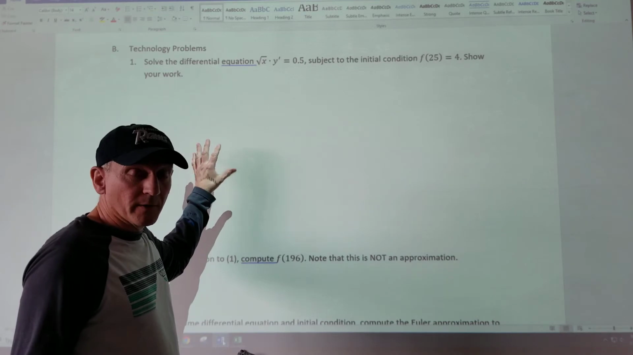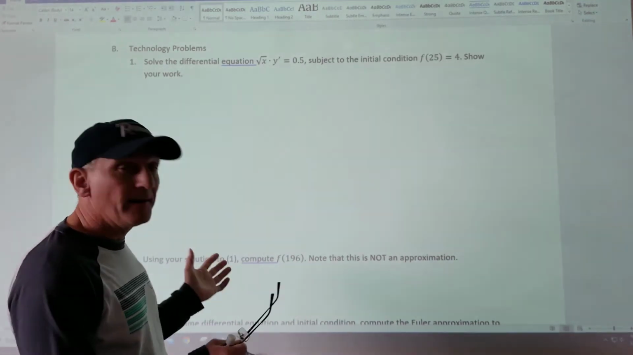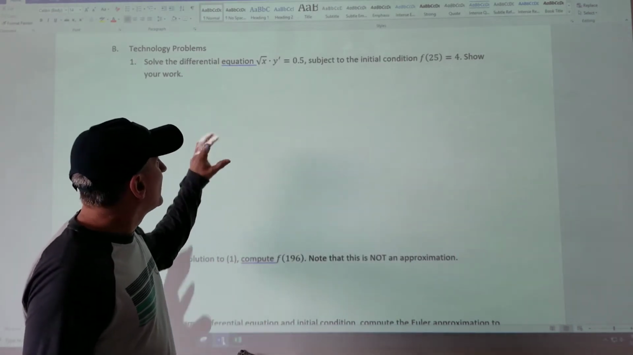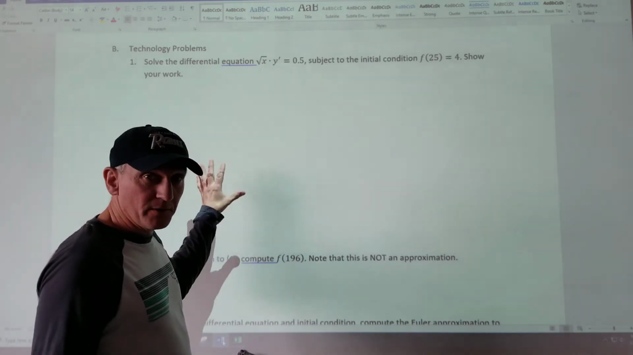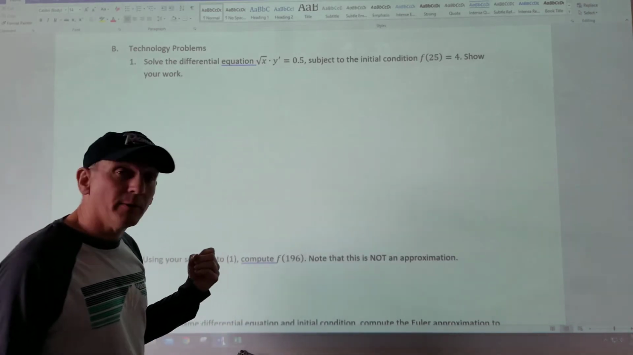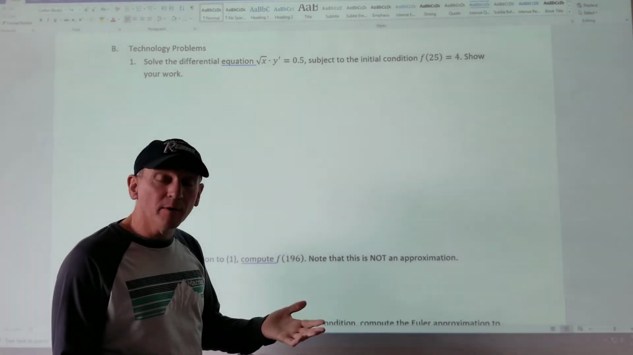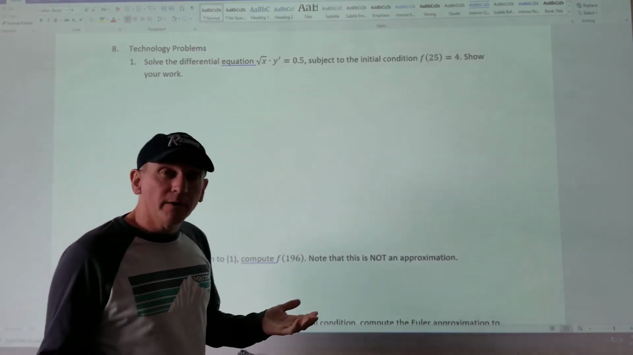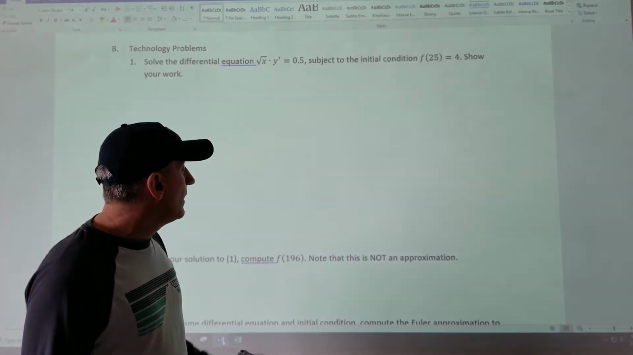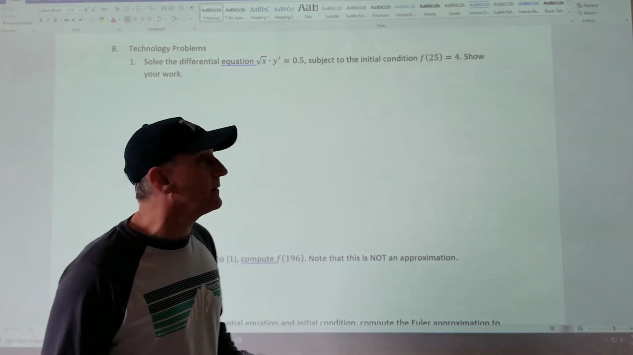Part B, technology problems, actually is going to start off with a classic separable differential equation. We're going to solve it using techniques of algebra and antiderivative. So it's not a technology problem. The technology comes in later. What we're going to do is get an exact closed solution to this differential equation subject to this condition. We're then going to evaluate that function at x equals 196 and come up with a y number. Then we'll attempt to do it using the Euler solution and some technology, actually a spreadsheet. That'll give us a way to compare and see how good Euler solution is in this particular case.